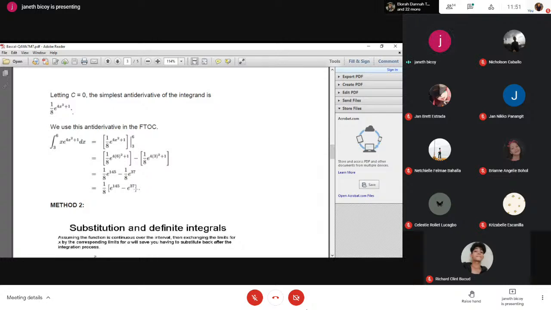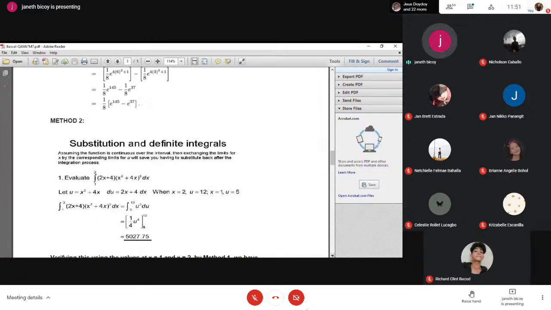So, letting c equal to 0, we have 1/8 e to the 4x squared plus 1. That is the final answer. We are going to get the difference, so we have 1/8 times the quantity of e to the 145 minus e to the 37. Okay, so method number 2.